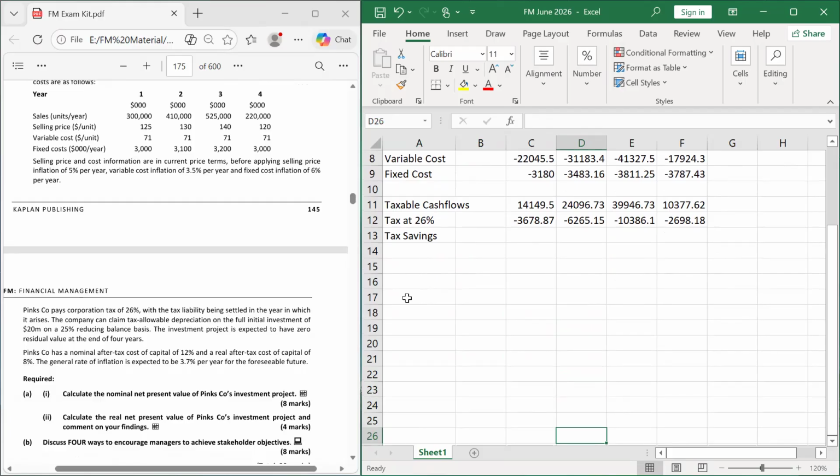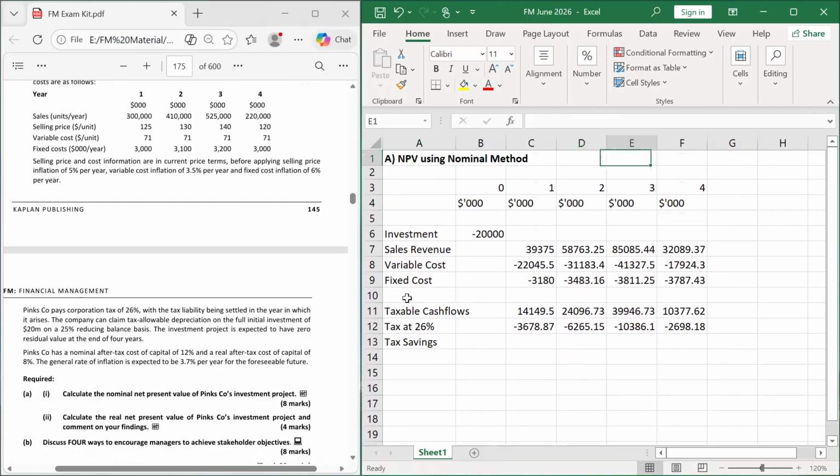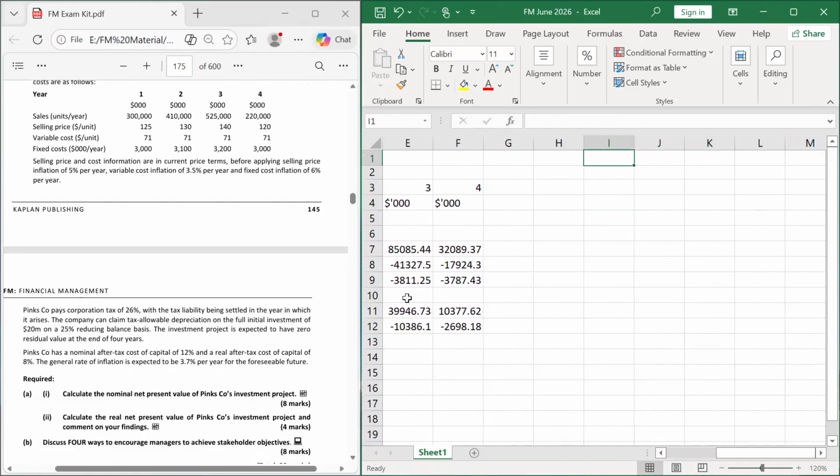So let's calculate those. Initial investment is 20,000 and it is a reducing balance method at 25%. So I have to do a working. I will do the working here. Working number one, tax allowable depreciation. There are 4 years: year one, year two, year three, year four. Written down allowance, WDA, and then tax savings or tax benefit or tax relief.